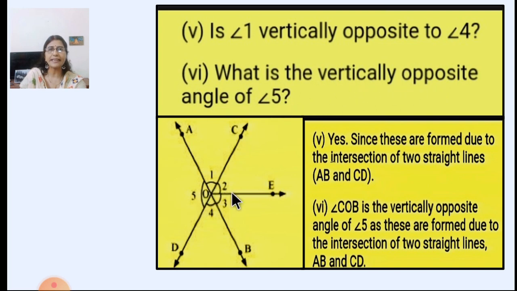Now next question, what is the vertically opposite angle of angle 5? So you can see clearly here, this angle is vertically opposite to angle 5, and it is the combination of angle 2 and angle 3. So we can write angle COB also. Angle COB is vertically opposite to angle 5, or you can write angle 2 plus angle 3. Angle 2 plus angle 3 is vertically opposite to angle 5, as these are formed due to the intersection of two straight lines, that is AB and CD.